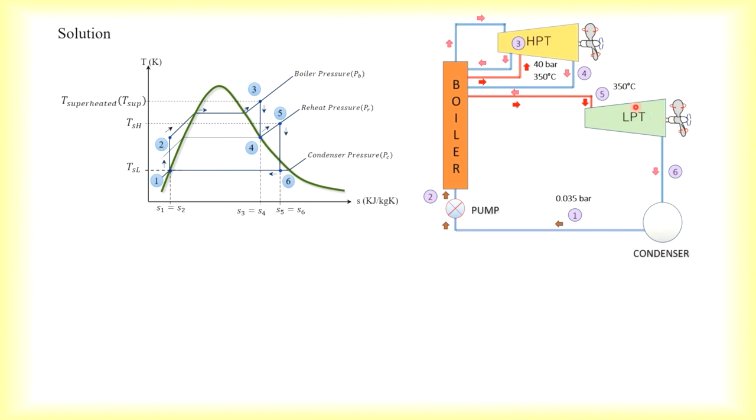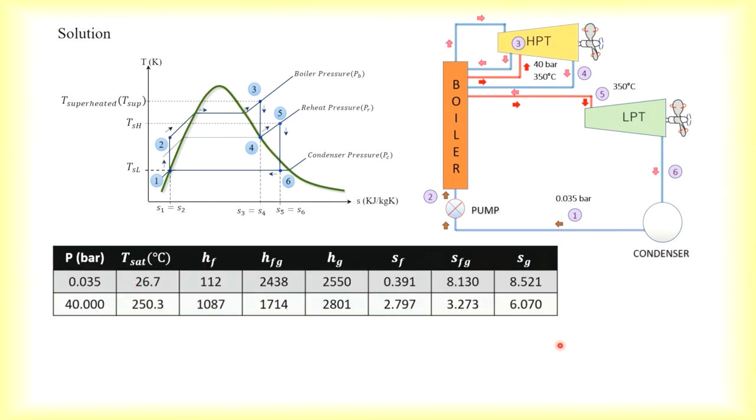Then going into the low pressure turbine, where it undergoes another isentropic expansion to 0.6, which is still wet. Then it goes into the condenser where it undergoes full condensation until it completely changes to saturated liquid. Then it goes into the pump where it undergoes isentropic compression again back to the boiler. So the cycle repeats thereafter.